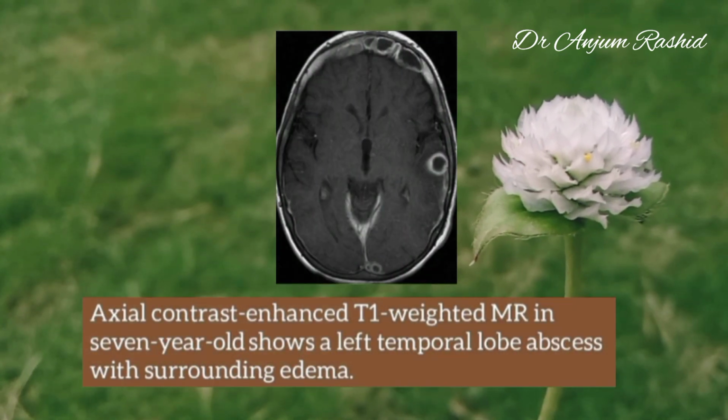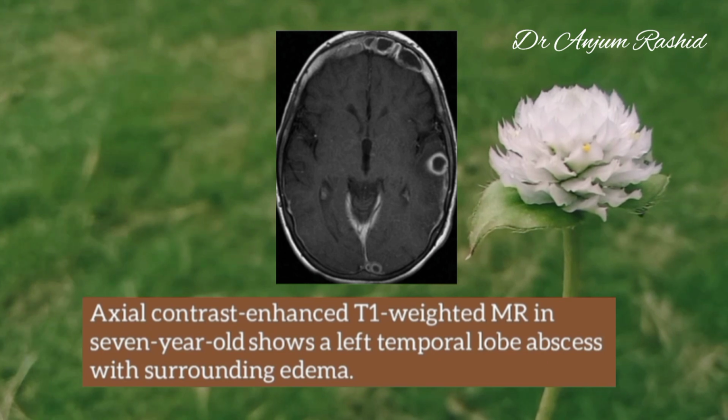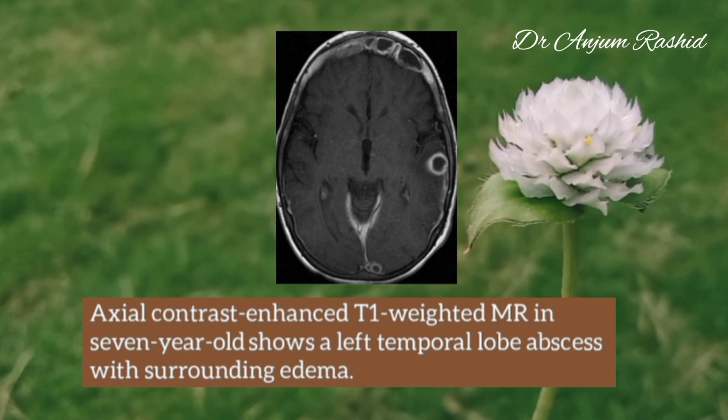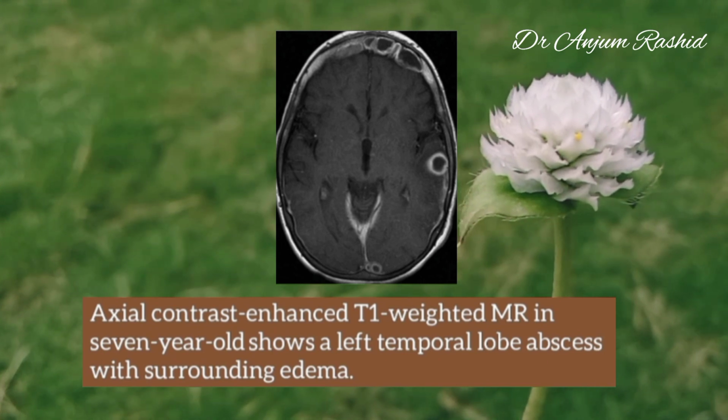Now, this is an axial contrast enhanced T1 weighted magnetic resonance image in a 7-year-old boy. It shows a left temporal lobe abscess with surrounding edema.